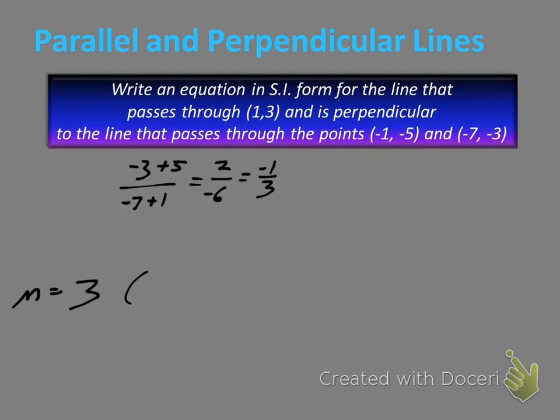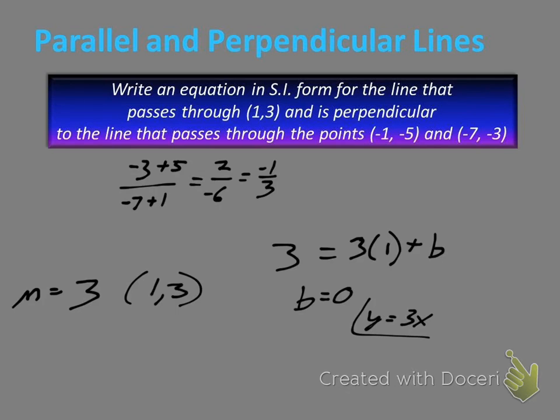1, 3. Plug into slope-intercept form. So 3 equals 3 times 1 plus b. Oh, 3 times 1 is 3. Subtract the 3 over. B equals 0. Don't forget to rewrite the equation of the line, which would be, in this case, y equals 3x.